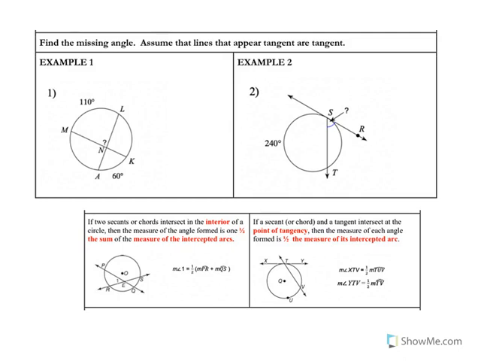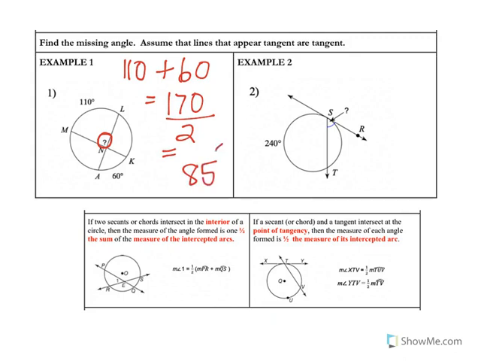Okay, so this says if 2 secants or chords intersect in the interior of a circle, looks like they're intersecting, this is the angle we're looking for, it's half the sum of the measure of the intercepted arcs. So the sum is 110 plus 60, which is 170. We're going to divide that by 2. We're going to get 85 degrees. That was not complicated. It sounded like it, but it wasn't bad.